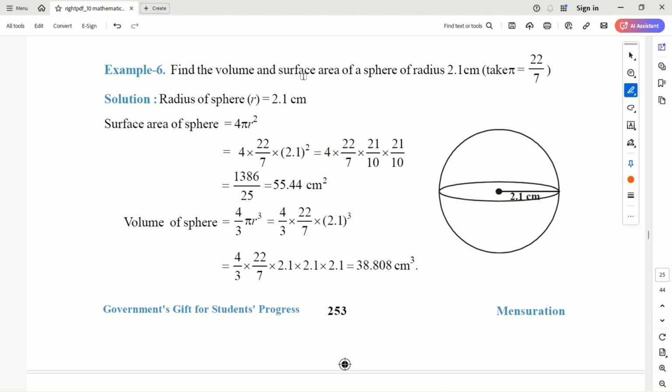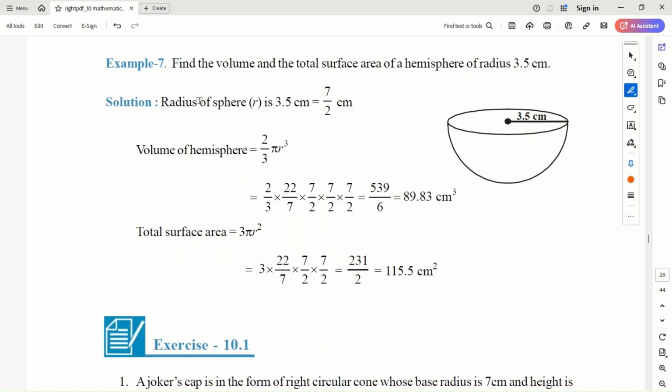Okay. Find the volume and surface area of a sphere of radius 2.1 centimeters. Radius is given here, 2.1. So surface area is 4 pi r square. You'll substitute. Volume is 4 by 3 pi r cube. Again, substitute the values, you'll get it, it's straightforward. Okay. Don't make calculation mistakes. Be careful. And normally, if it is not mentioned, you should put all the decimal points, but if it is mentioned up to 2 decimal points, you round it to 2 decimal points.